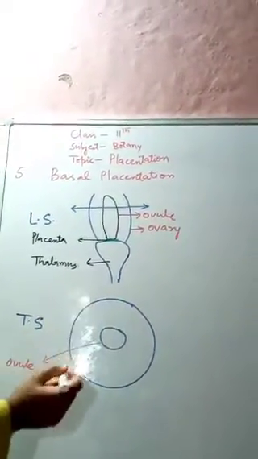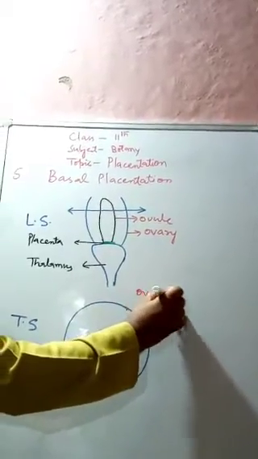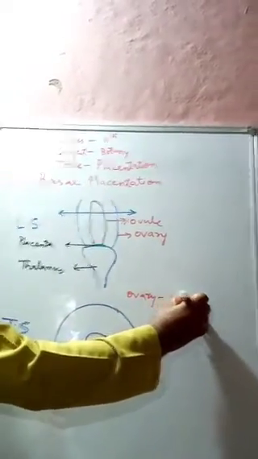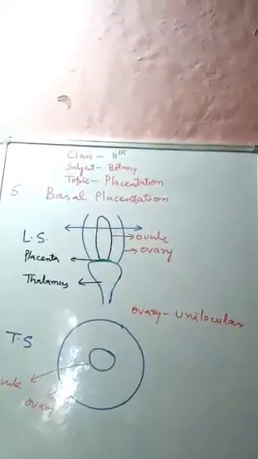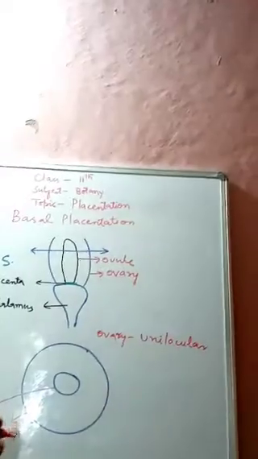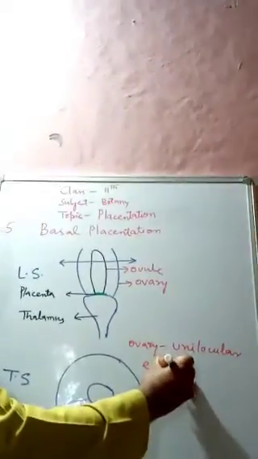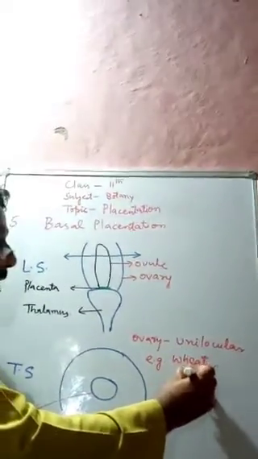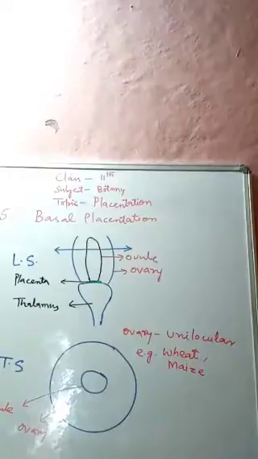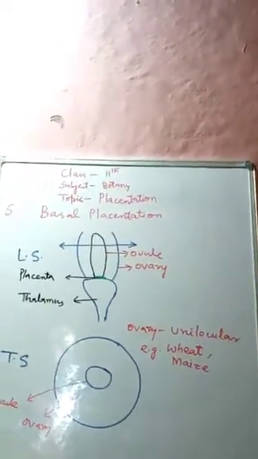Again here, what we will see, the ovary here is unilocular. That means only a single chamber is found there. And if we give an example, it is found in wheat, it is found in maize, where this type of basal placentation is found.